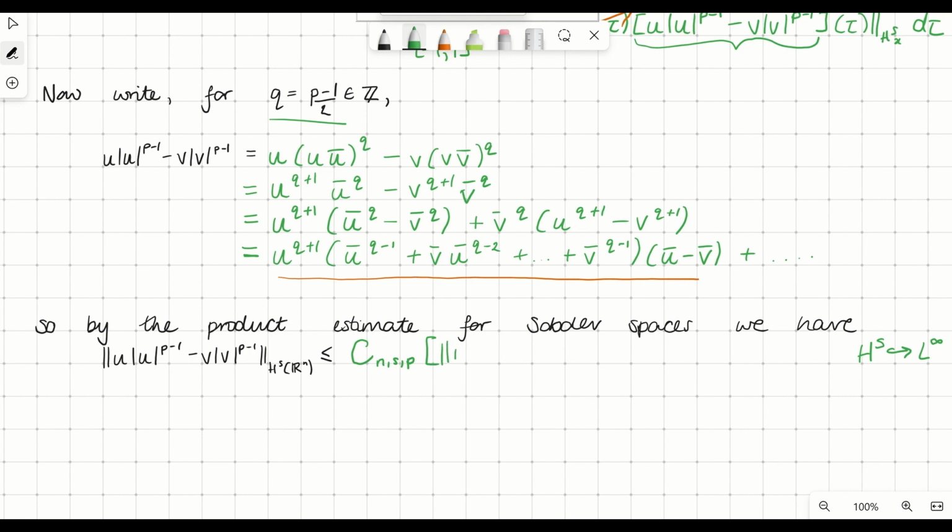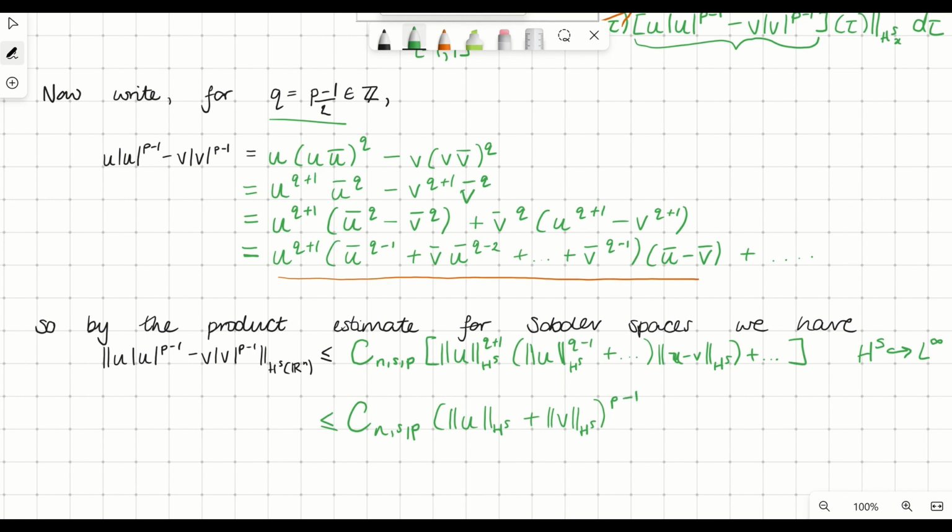times the norm of u in HS to the q plus 1, just putting these all into HS, times the norm of u to the q minus 1, and so on, with that whole bracket, times the norm of u minus v in HS, and similar for the other term. And then you can just check that you can bound this by the norm of u plus the norm of v to the power of p minus 1 times the norm of u minus v in HS.